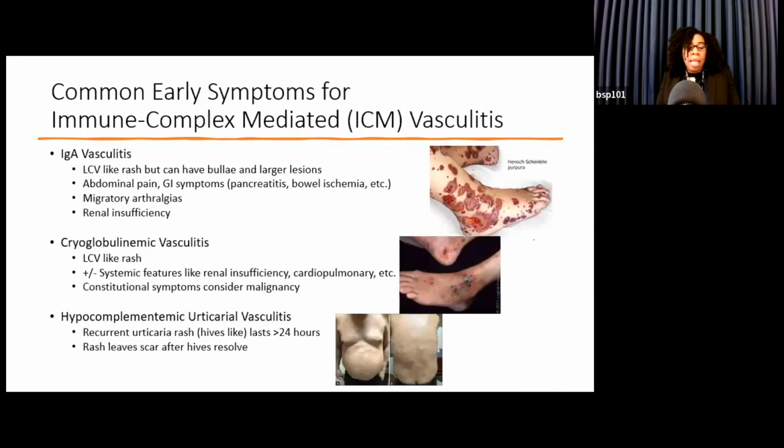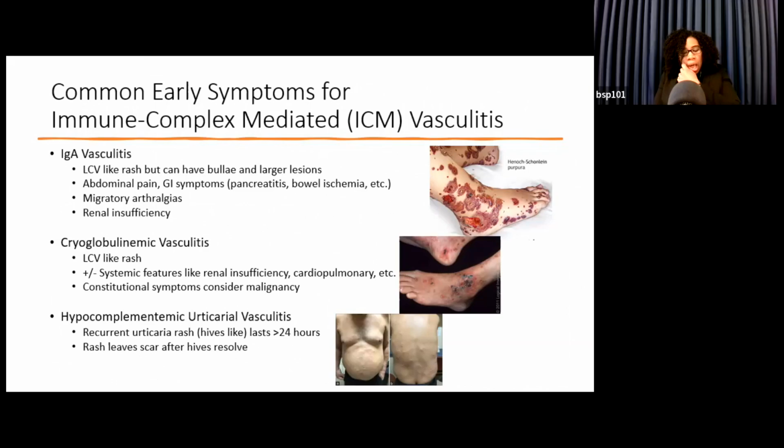And lastly, we're going to talk about the immune complex mediated types of vasculitis. These are probably not seen as commonly, but I thought they were still worthwhile to mention. In particular, IgA vasculitis, as we talked about before, can look like leukocytoclastic vasculitis in terms of its rash initially, but these people will have other symptoms, in particular GI manifestations with abdominal pain or other GI issues such as pancreatitis or bowel ischemia. They may also have some arthralgias, not necessarily frank arthritis, as well as renal insufficiency. Those are things you want to look out for.